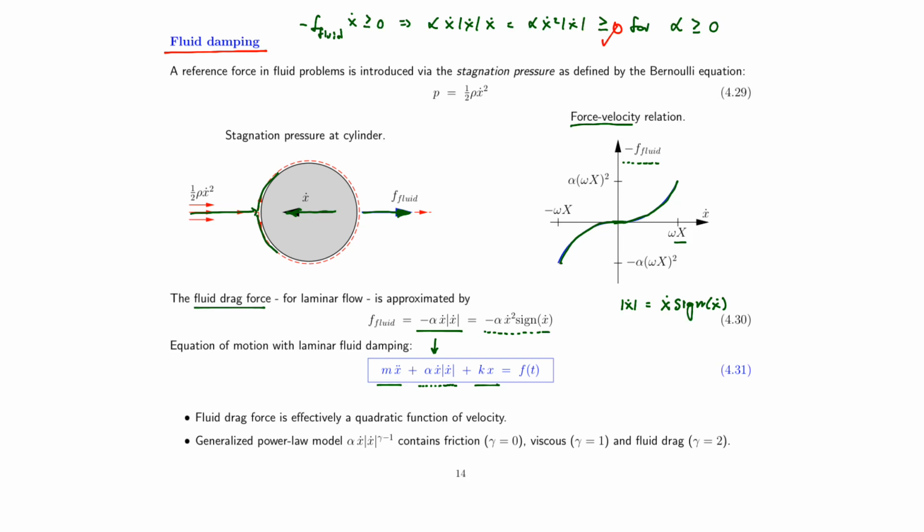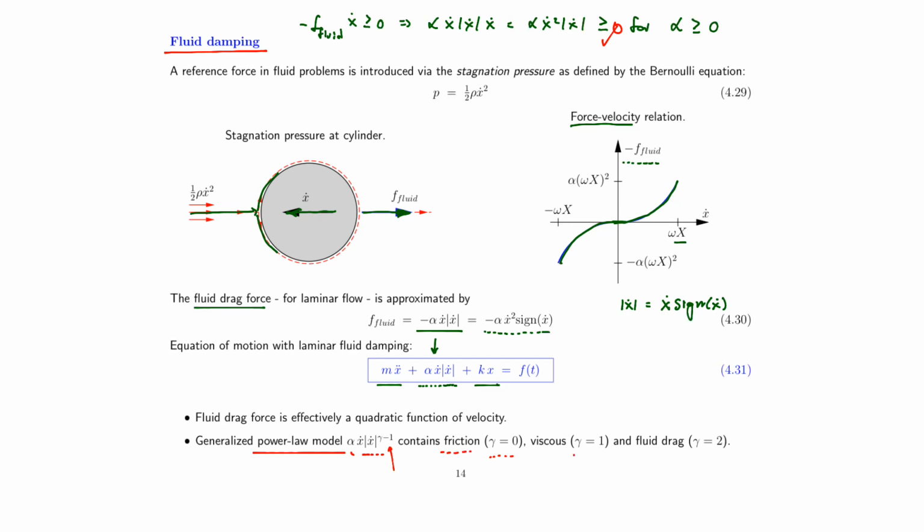In fact, you can generalize this fluid model into a so-called power law model, when you add a power, in this case gamma minus 1, to the absolute term. Thus, if you have gamma equal to 0, you will actually obtain what we refer to as friction.